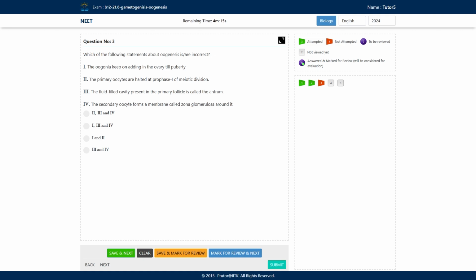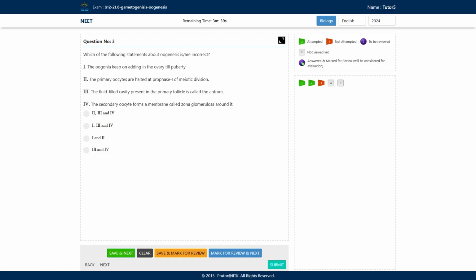Okay, so let's have a look at the answer here. The answer will be option number B. So the 1st, 3rd, and 4th statements are wrong. These are incorrect statements, so let's discuss this. The first statement, oogonia keep on adding in the ovary till puberty, is false, because oogonia are only formed during the fetal stage. They are formed in the fetal ovary and no more oogonia are added after birth. So this statement is wrong.